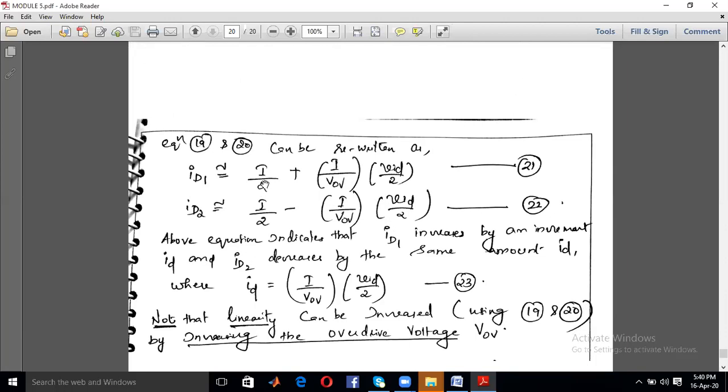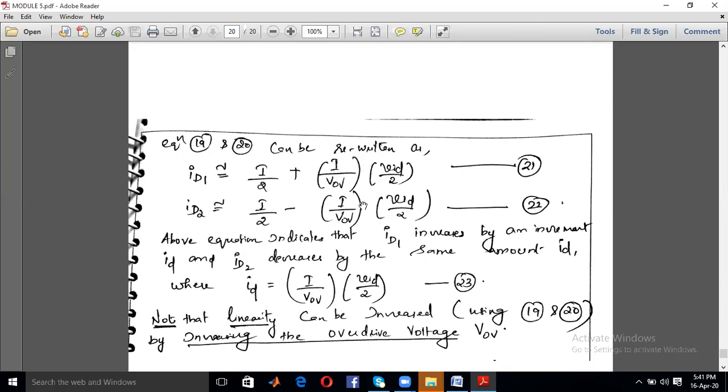Normally you are expecting I by 2 in the common mode operation, but whenever you give a difference in the input, your ID will change from I by 2 to a positive value or I by 2 to a negative value. Okay. That negative or positive value is determined by these terms. That term is represented by id, which is the same amount. That is an incremental change in drain current. That is defined by these two equations.